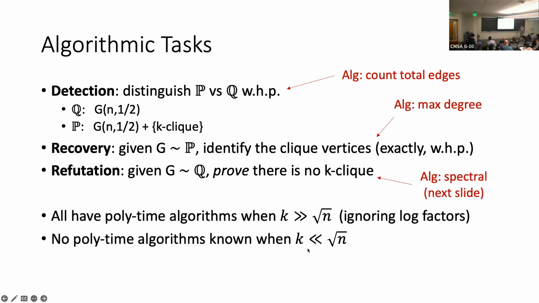And then on the flip side, we don't know algorithms for any of these problems in the opposite regime. So it so happens that all three of these seem to have the same threshold for planted clique.